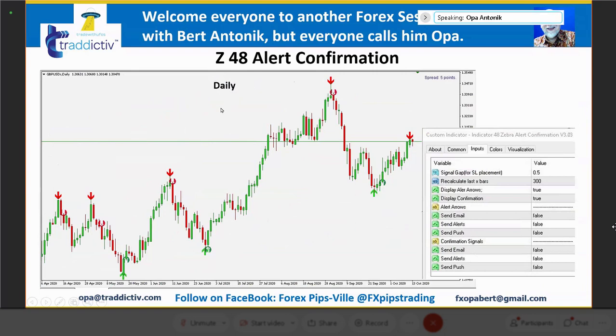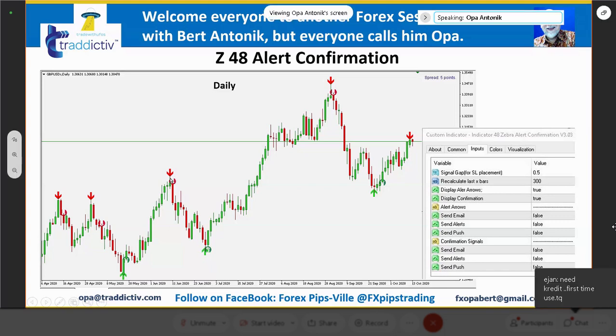Now we can use it on lower time frames, but it works much better and gives you better results on the daily time frame. And you can see you'll get an alert arrow, and then it'll be followed by the confirmation. And once you get a confirmation on the daily, you're going to try to enter at the close of that confirmation period or better, if you can get it, and your stop is going to be right above the confirmation signal, okay? So right above that confirmation signal is going to be where your stop is.